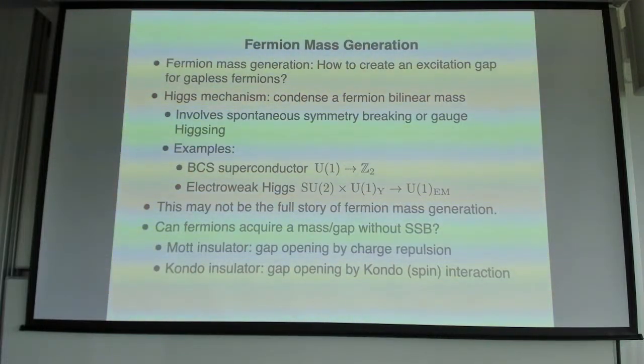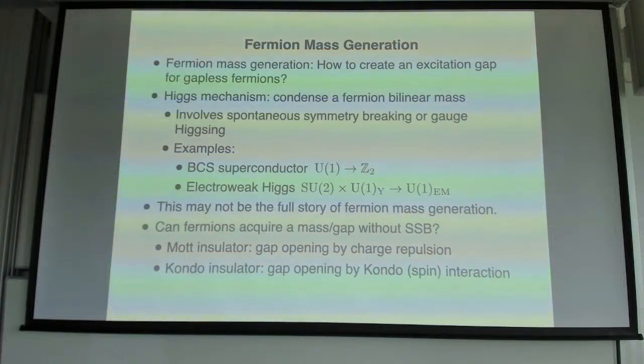Okay, so given this understanding, now I can explain what is meant by fermion mass generation. We want to create a mass, which means the problem of fermion mass generation is to find a mechanism starting from a gapless fermion, which doesn't have a mass, and try to create an excitation gap in these systems, or try to make the correlation length of the fermion two-point function short, to make it finite. So that's basically the question.